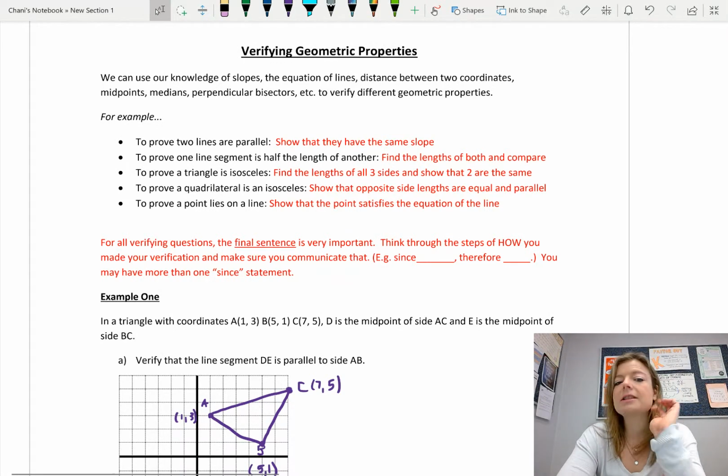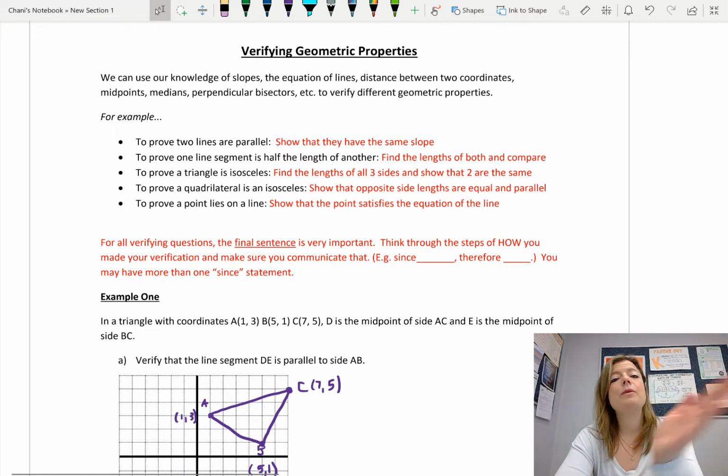So here are some examples of things that will happen. To prove two lines are parallel, we need to show that they have the same slope. To prove that one line segment is half of another, we find the lengths of both and compare them to each other. To prove a triangle is isosceles, we would find the lengths of all three sides and show that two are the same length.